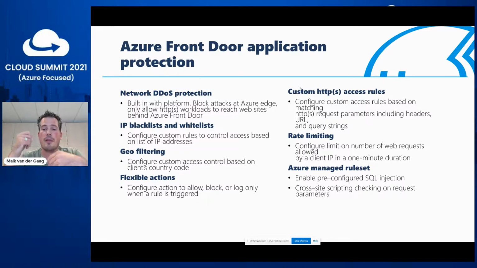You have custom HTTP access rules. You have rate limiting, so you can really make sure that one client IP address cannot connect to your application too many times in, for example, 1 minute. And you have Azure managed rule sets. So there are specific rule sets that could do cross-site scripting checking and pre-configured SQL injection.